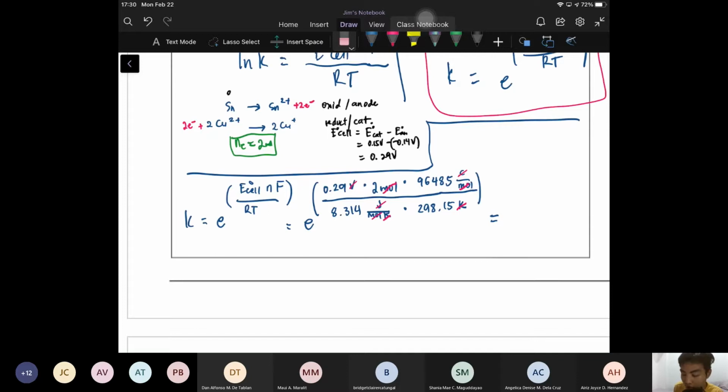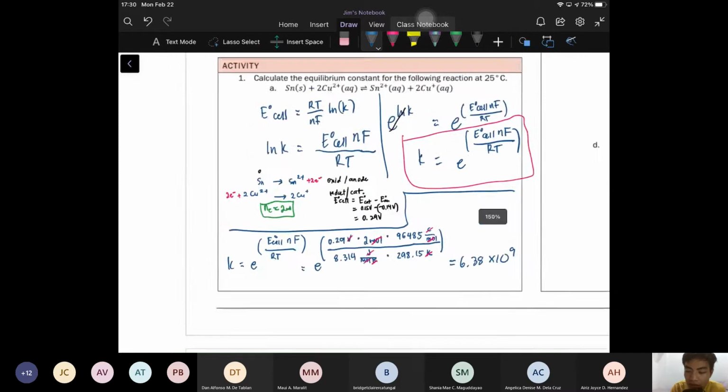Ang laki ng value ng K, no? So, isa-scientific notation ko na lang to. So, the value of K will be 6.38 times 10 raised to 1, 2, 3, 4, 5, 6, 7, 8, 9. Okay. So, the value of K is 6.38 times 10 raised to positive 9.